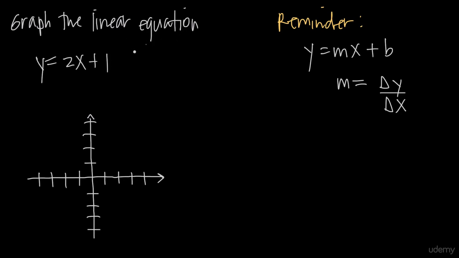First of all, we know it's an equation when there's an equal sign involved, and in this particular problem, we do have an equal sign. We have y equals 2x plus 1. So we know this is an equation.